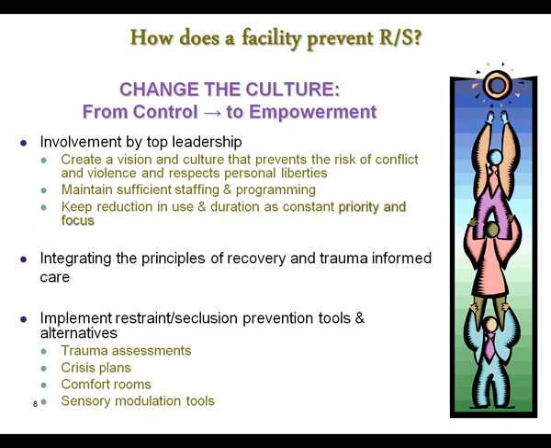But generally what you have to do is change the culture of a facility or organization from a culture of control to a culture of patient or resident empowerment. And that culture change really starts at the top with top leadership. That leadership has to create a vision and a culture that prevents the conflict that can result between staff and patients, that avoids violence and respects people's personal liberties. So it really is about changing the entire culture. It means granting staff members. Many of these facilities are very rule-bound, have a lot of rules, and a lot of those rules are there for staff convenience.